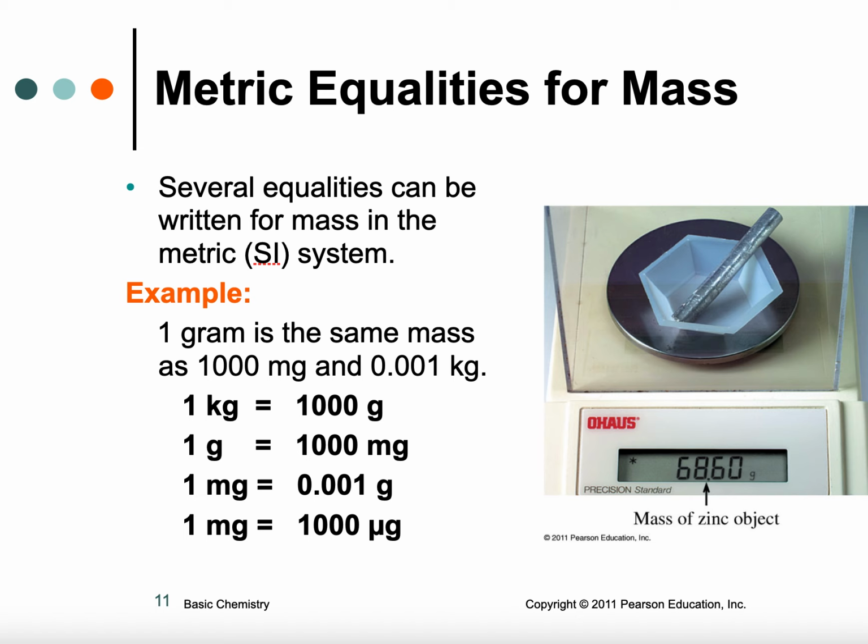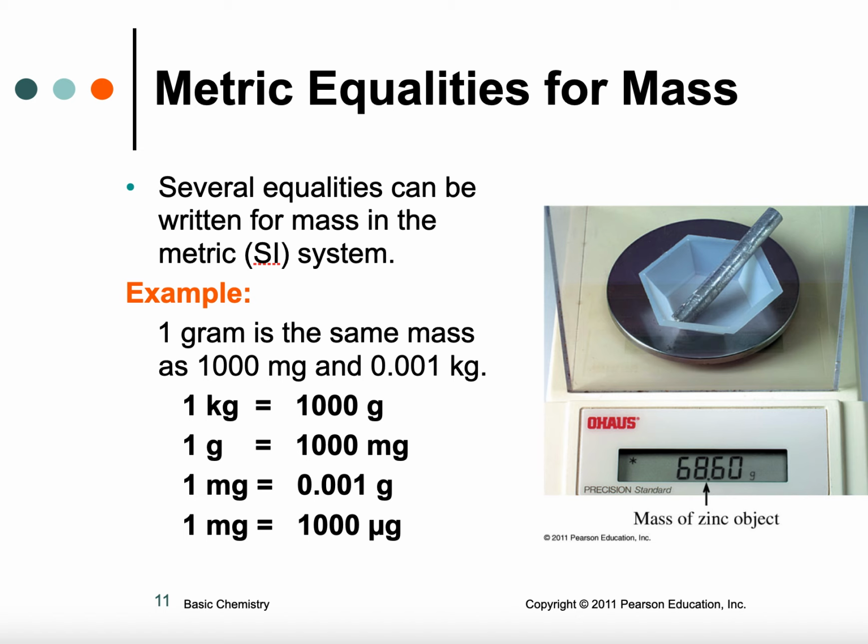For mass, it works exactly the same because prefixes do not matter. It doesn't matter if it's meters or liters. Now we're in grams, so a kilo is 1,000 grams. 1 gram is 1,000 milligrams. 1 milligram is 0.001 gram; you would just take 1 divided by 1,000. That's how you get it. 1 milligram is 1,000 micrograms.